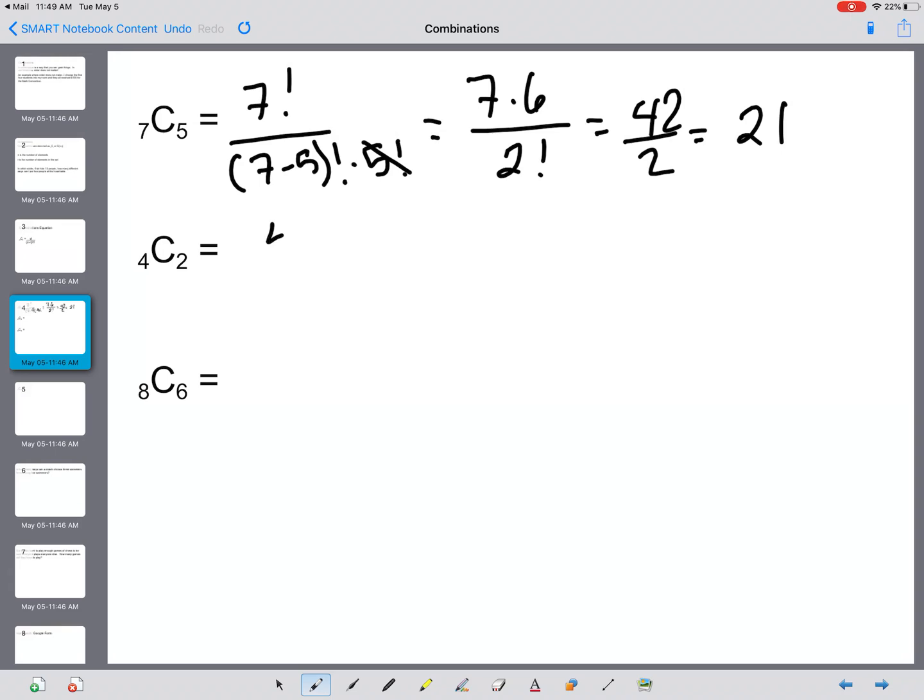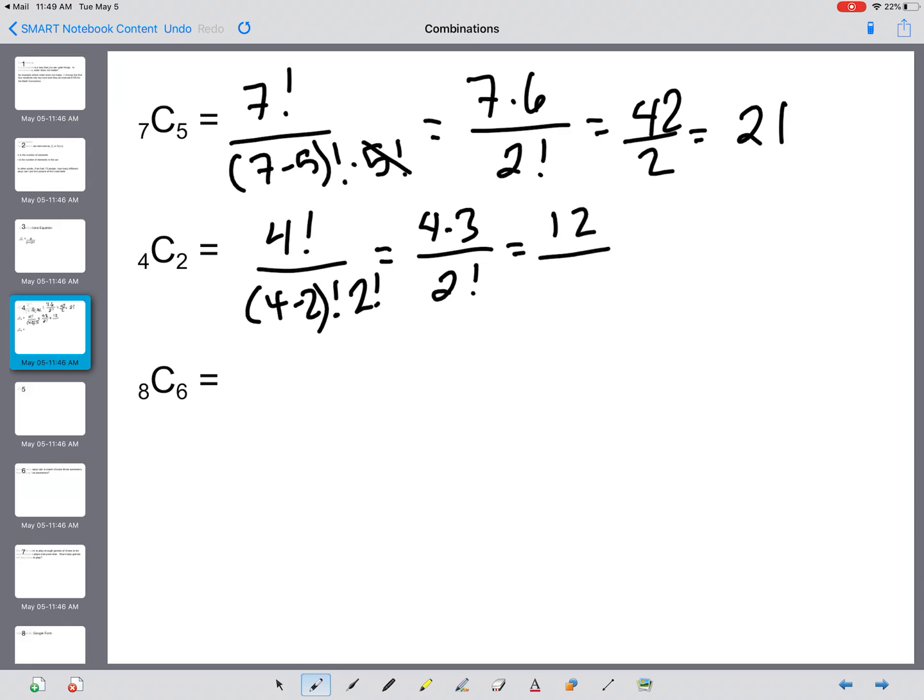So now I'm going to do the same thing: 4 factorial over 4 minus 2 factorial times 2 factorial. So I'm left with 4 times 3 on the top, 2 factorial on the bottom. That gives me 12 over 2, which is 6. I'm just double checking my answer. Yeah, that's right.